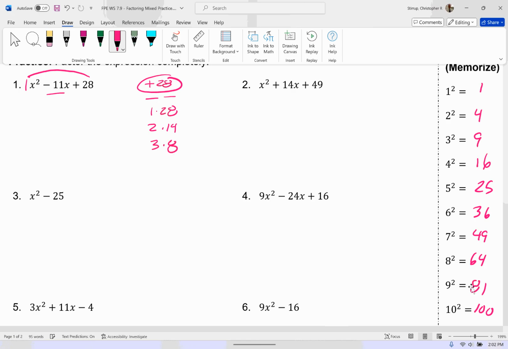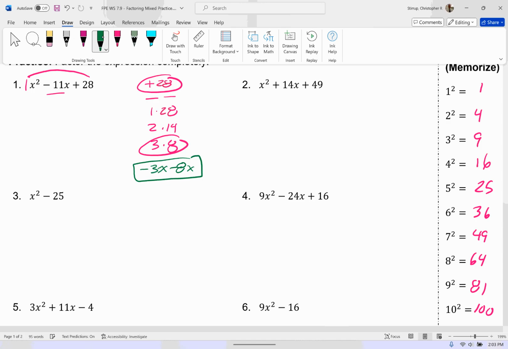Yeah, if 3 and 8 are both negative, do they add to negative 11? I think so. So do I have to list 4 and 6 then? No, I would stop right here. I mean, you list them all out if you want, but this is going to be minus 3x minus 8x. So if I combine those together, I get negative 11x.